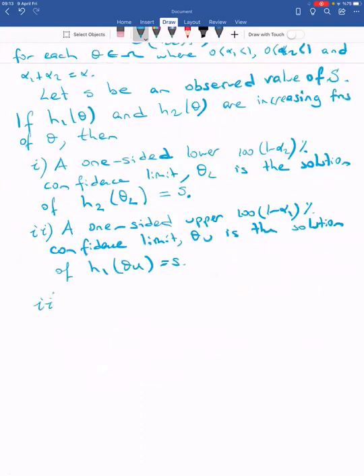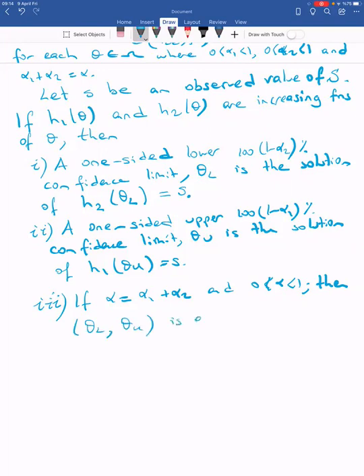And how can we find the two-sided interval? If alpha equals alpha 1 plus alpha 2, and alpha is between 0 and 1, then it is basically the same method. From H2 we get theta L, from H1 we get theta U. So theta L and theta U form a 100 times 1 minus alpha percent confidence interval for theta. This is the end of the theorem.